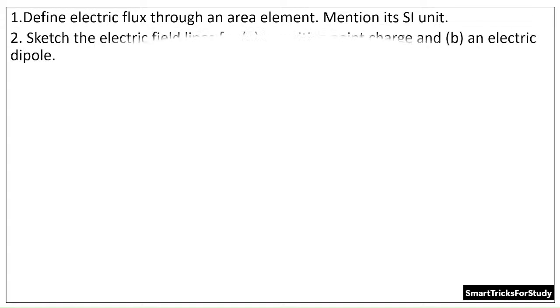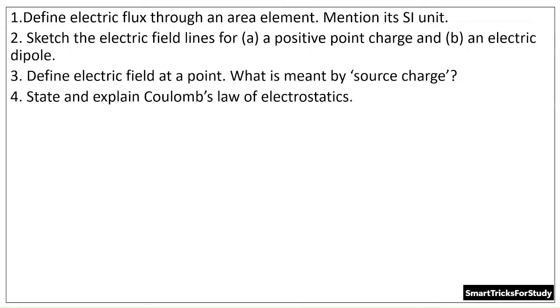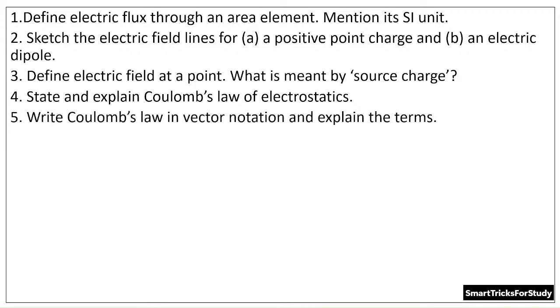1. Define electric flux through an area element. Mention its SI unit. 2. Sketch the electric field lines for A. A positive point charge and B. An electric dipole. 3. Define electric field at a point. What is meant by source charge? 4. State and explain Coulomb's law of electrostatics. 5. Write Coulomb's law in vector notation and explain the terms.